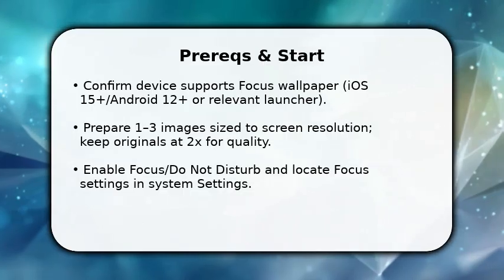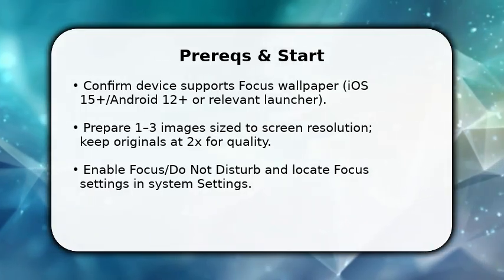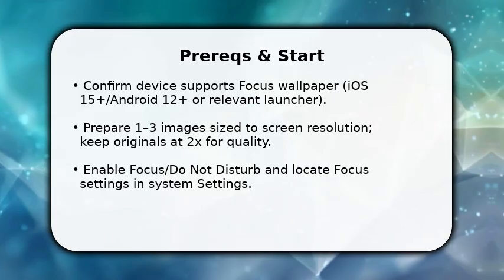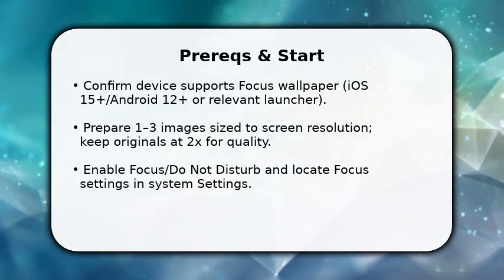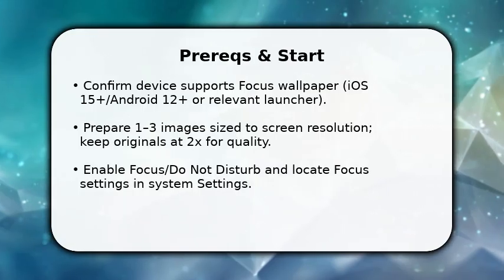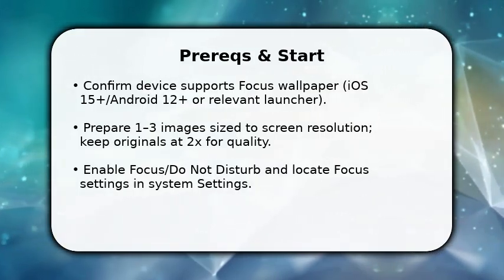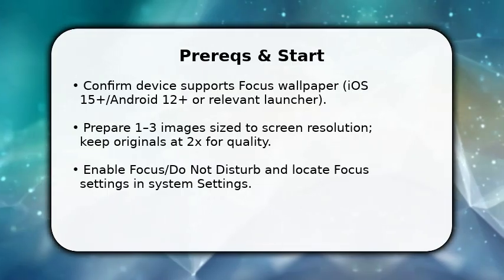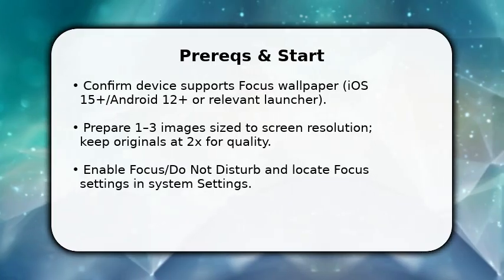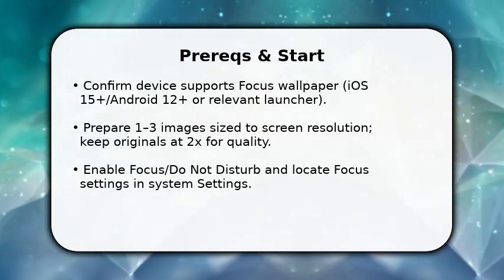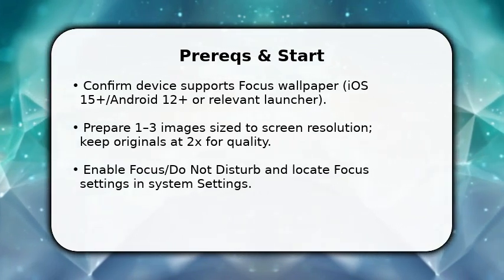You'll begin by verifying support and grabbing your assets. This saves time later. First, make sure your device and OS version support focus wallpaper behavior, then select 1:3 images sized at roughly twice your screen resolution to avoid blur. Once done, open Settings and navigate to Focus or Do Not Disturb. Tap the focus profile you want to customize and choose wallpaper options. That's the first concrete step toward making focus visually distinct and functional.